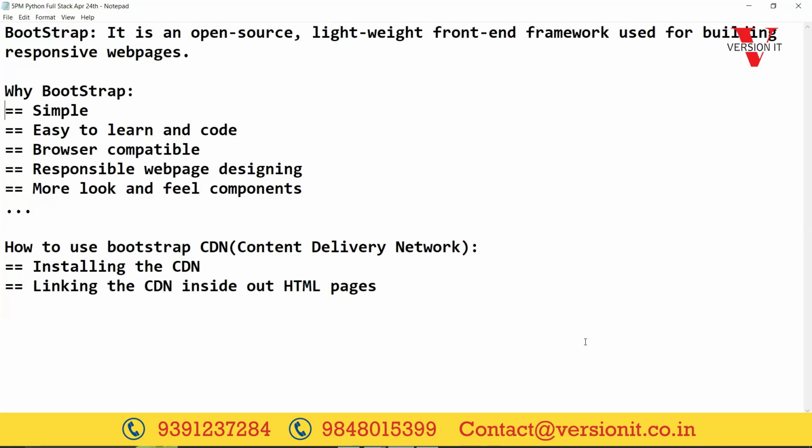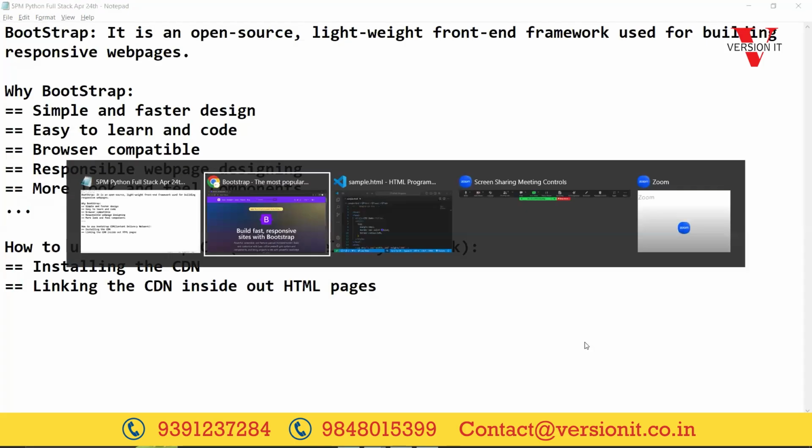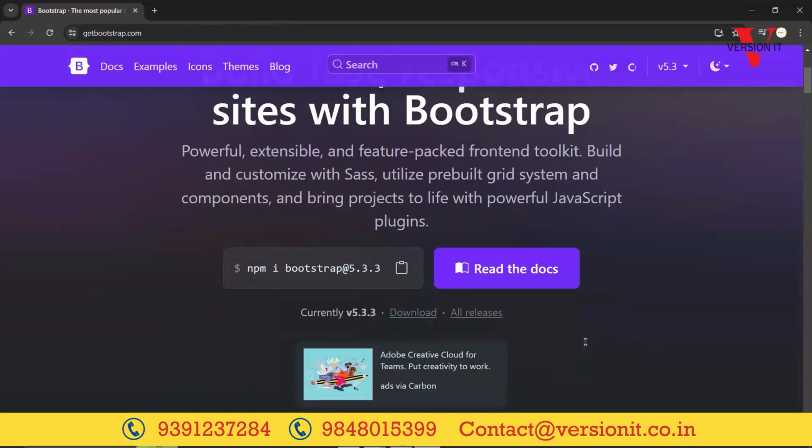So what we can say: simple and faster design. Why faster? Because we have the built-in libraries available. You are not going to write each and everything. Because a built-in library is available, it is faster. So it is a powerful, extensible, feature-packed front-end toolkit, built and customized using different tools.